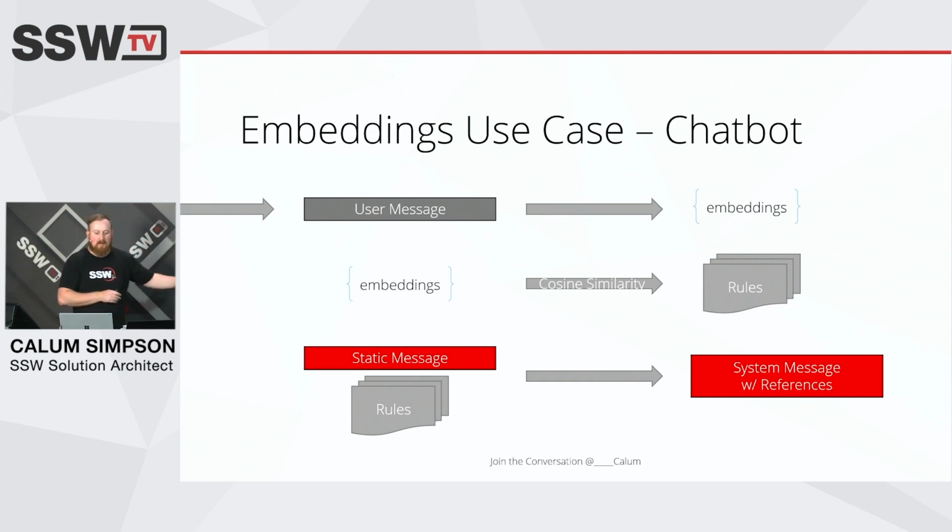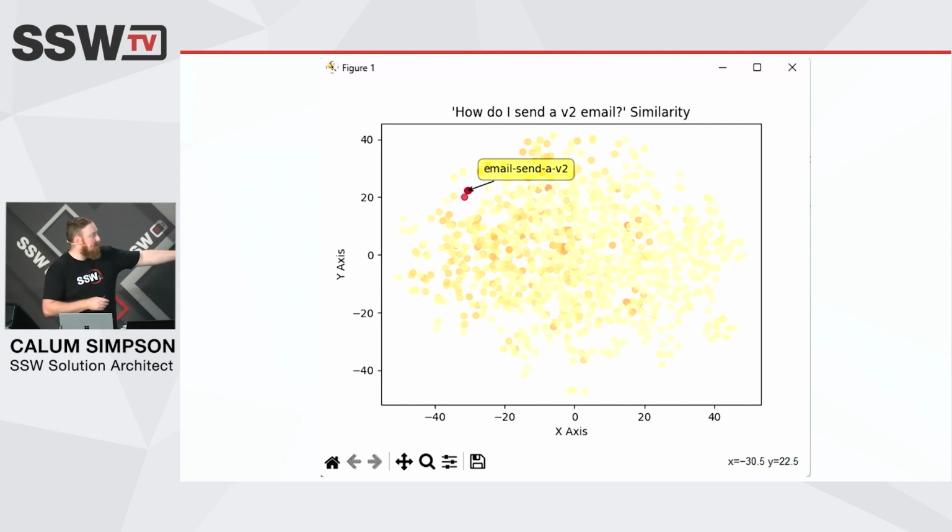So you can sort of visualize it. The example here is we send in the query, how do I send a V2 email? And then it's lighting up all these points here. Each one is an individual rule, and it's lighting up how similar the rules are. So if I ask something like, how do I send a V2 email? We've only got a couple of rules related to V2 emails. So those ones light up. All the other ones don't light up because they're obviously not related.